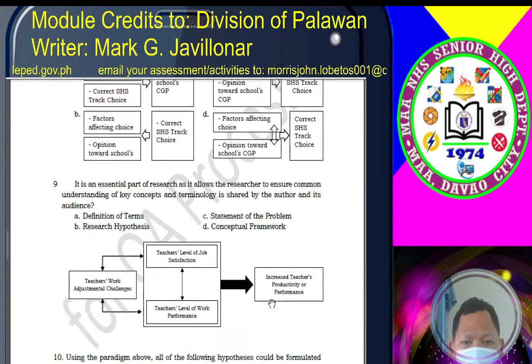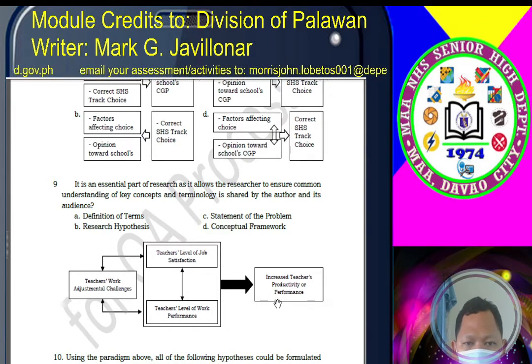Number 9. It is an essential part of research as it allows the researcher to ensure that a common understanding of key concepts and terminology is shared by the author and its audience. A. Definition of terms. B. Research hypothesis. C. Statement of problem. D. Conceptual framework. The correct answer is letter A, definition of terms.